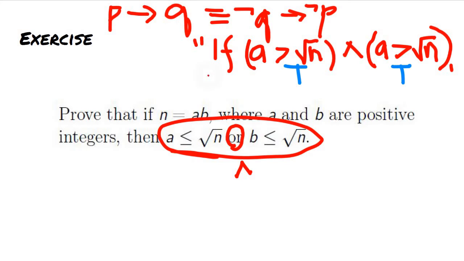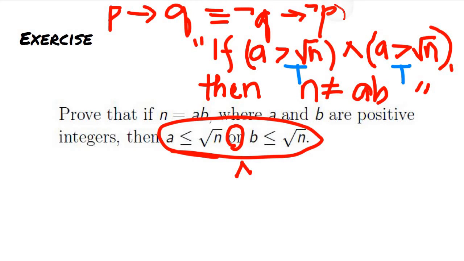So then, n is equal to ab. If this is contraposition, the negation of this will be n not equal to ab. So we have now produced the contraposition of the original theorem. So if we prove the contraposition, since they are logically equivalent, then we end up with the proof of the original theorem. So let's go and prove this one.